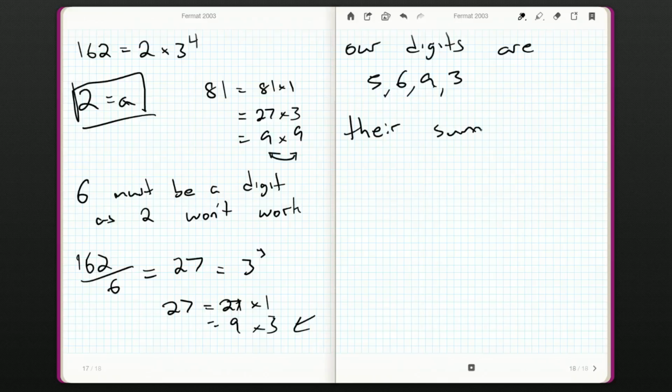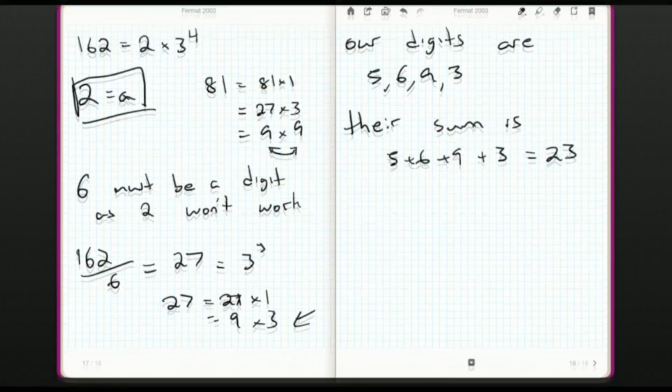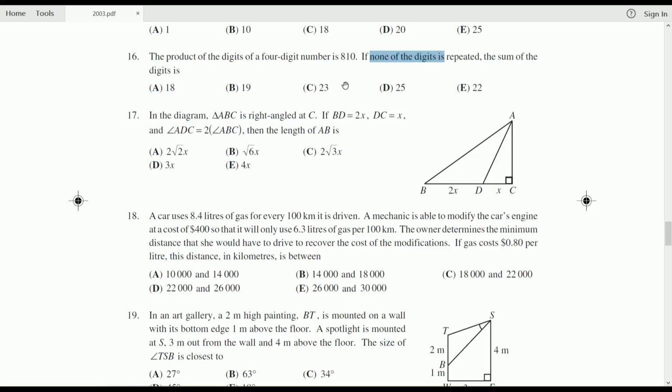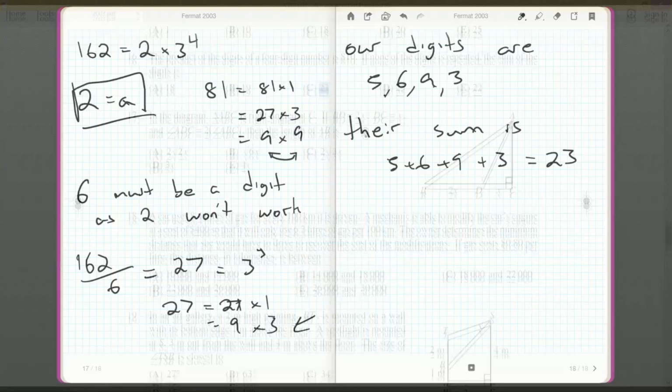And their sum is 5 plus 6, that's 11, plus 9, that's 20, plus 3. So we should be looking at a sum of 23. If we've done everything right, we should be able to find 23 in this list. And there it is right there. It is C.